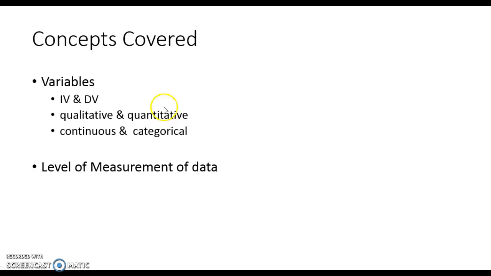Okay, so the concepts covered were really about the variables. We talked about the independent variable, the dependent variable, qualitative and quantitative, and then continuous and categorical, and then also the level of measurement. Okay, that's it. Have a good one, you guys.